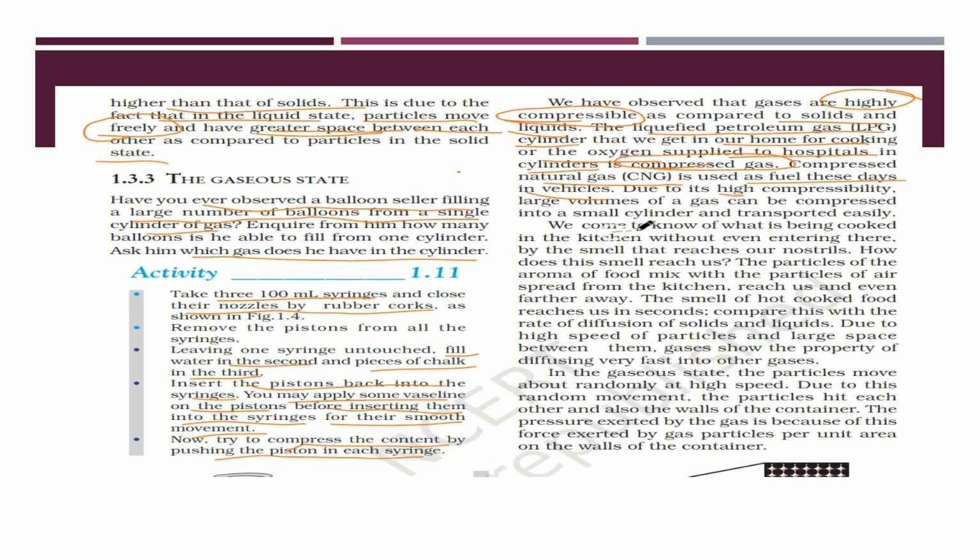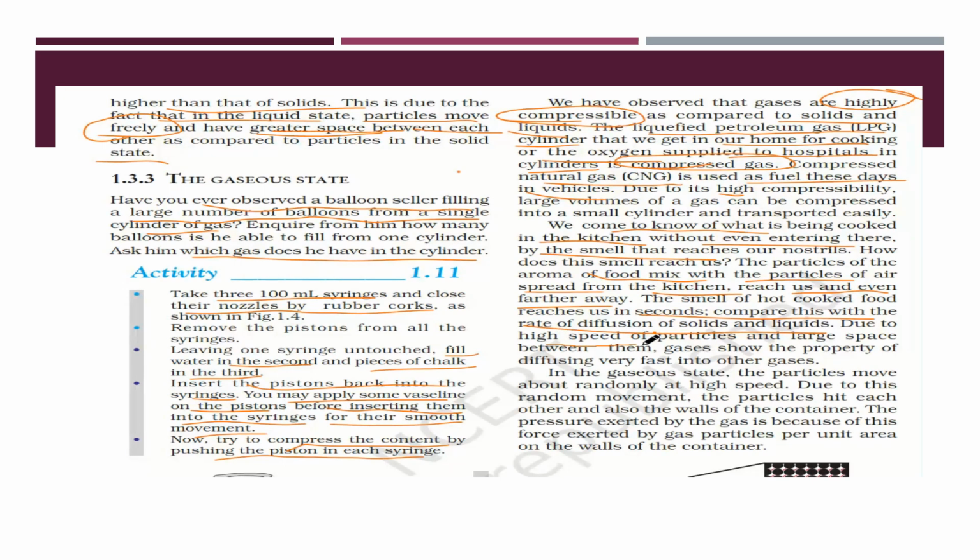We have come to know what is being cooked in the kitchen, without even entering there, by the smell of it reaching our nostrils. How? Because the particles of the food mix with the particles of the air from the kitchen and reach us even when we are far away. If your mother is cooking a delicious meal, you can smell it from your room, or from any part of the house, in seconds. Compare this with the rate of diffusion of solids and liquids.